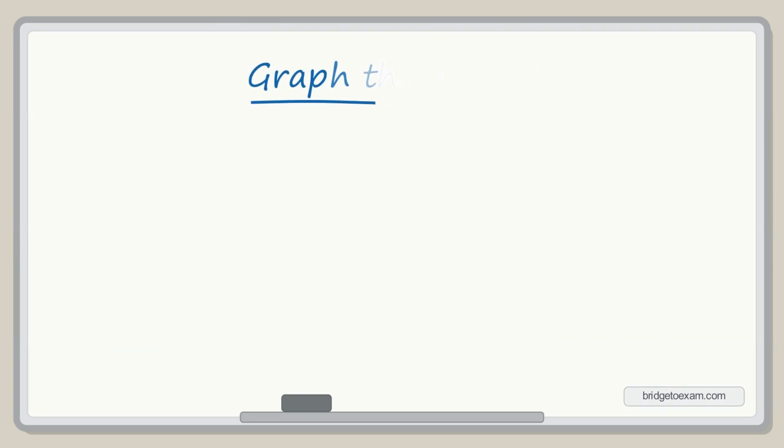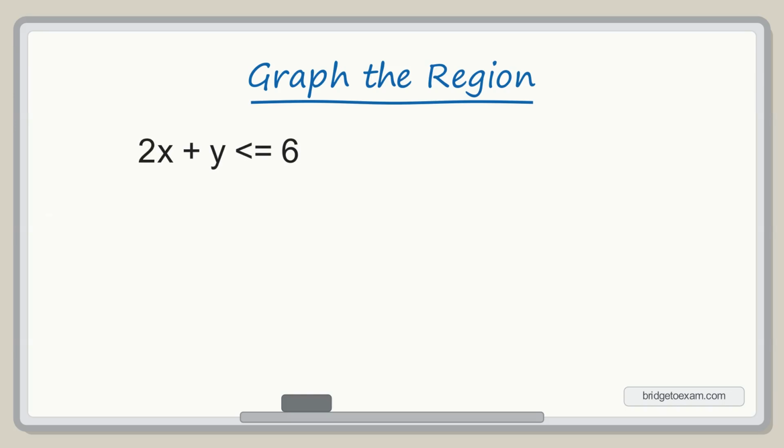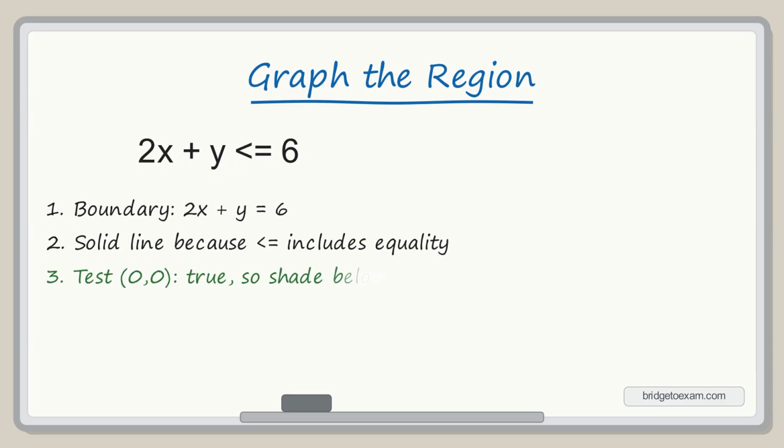For a two-variable inequality, first graph the boundary line. Use a solid line when equality is included and a dashed line for strict inequalities. Then test a point, such as the origin, to decide which side to shade.